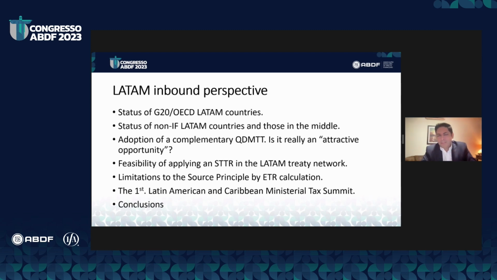And regarding the first Latin American and Caribbean Ministerial Tax Summit, I think we were expecting more about that, but it was held in Cartagena three weeks ago, and they are calling for an inclusive, sustainable, and equitable global tax order. There will be a panel actually which will deal with that, I think with Thomas Balquinate and Marcio Verdi.